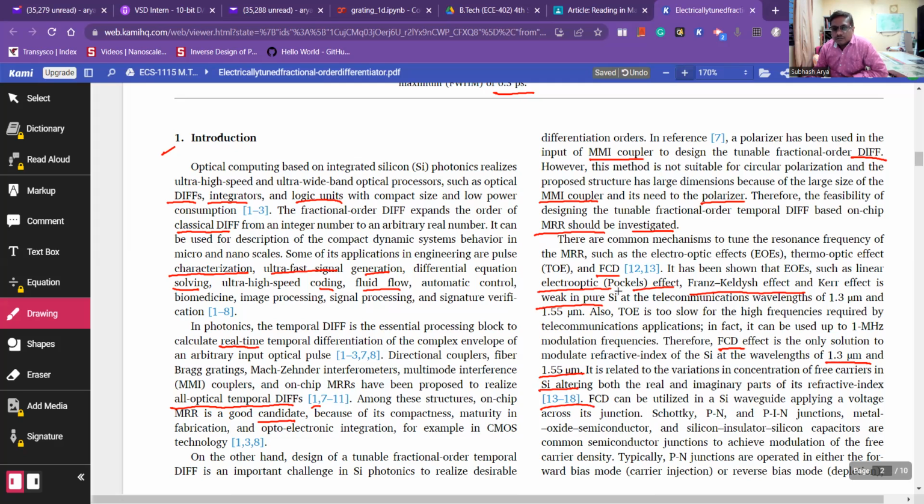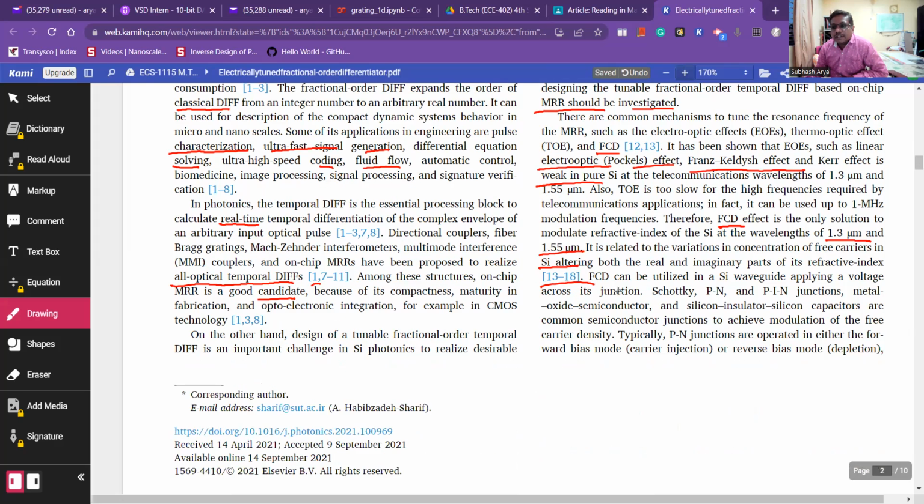This is what is called the carrier plasma dispersion effect. FCD can be realized in a silicon waveguide by applying a voltage across its junction. Schottky, PN and PIN junctions, metal oxide semiconductor, and silicon-insulator-silicon capacitor are common semiconductor junctions to achieve modulation of the free carrier density.